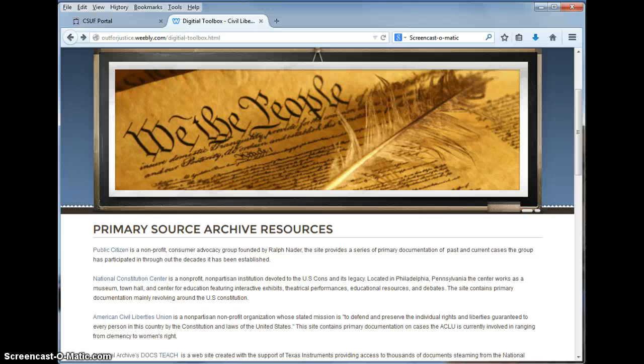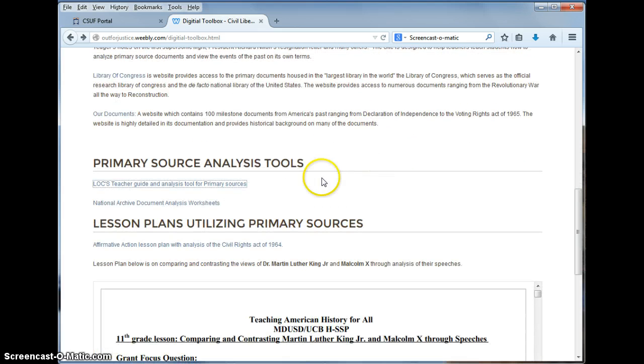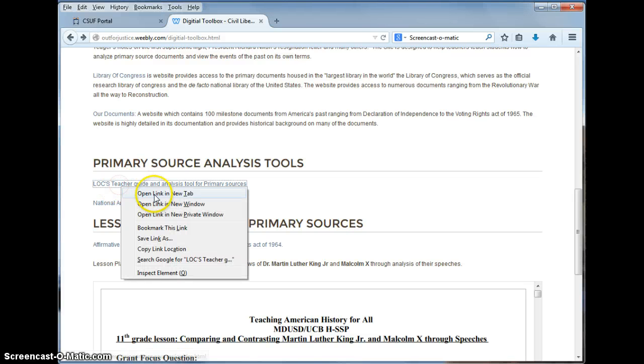Hi. So today we're going to look at two sites which provide primary source analysis tools to help students understand primary sources. So let's scroll down. So here I have the Library of Congress's Teacher's Guide and Analysis Tool for Primary Sources. The one below it is the National Archive Document Analysis Worksheets. So let's click on these two and see what they contain.